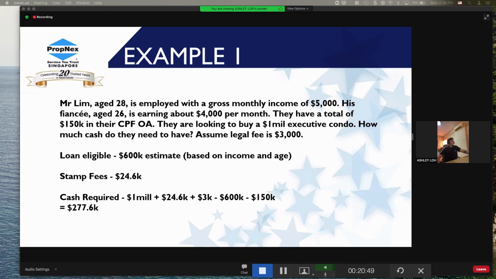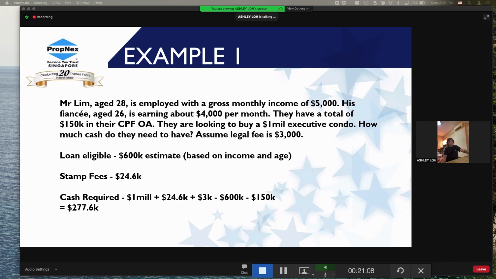Okay, so more or less, if you key into whatever applications that you generally use, you will get around 600K. Okay, so to find out the cash required, very simple. $1 million, you have to add in the buyer's stamp duty and legal fees. Okay, then you just minus the loan and CPF. That is the remaining amount you need.